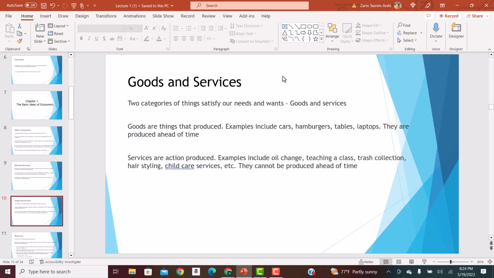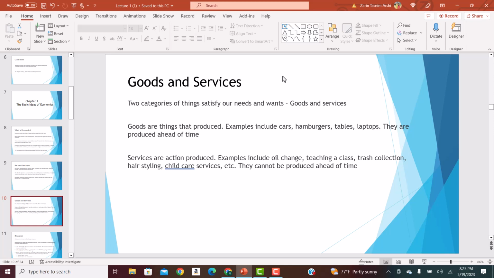Now, I also want to explain, we talk a lot about how when we are making choices, we are buying goods and services. Because this is a very introductory class, I want to explain what goods and services are. There are two categories of things that satisfy our wants and needs. When we are making choices, we're basically satisfying our needs, but there are two things that meet those needs. One is a good, the other is a service.